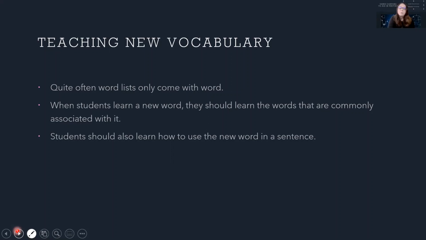So I feel when they learn a new word, they should learn the words that are commonly associated with it. So they should know the collocations, they should know the colligations, so they know when and where to use the word. So if they know the definition of the word, great, but what do they do with that?